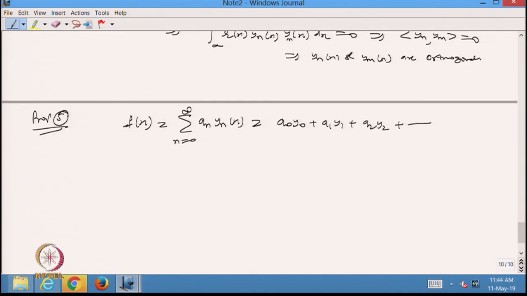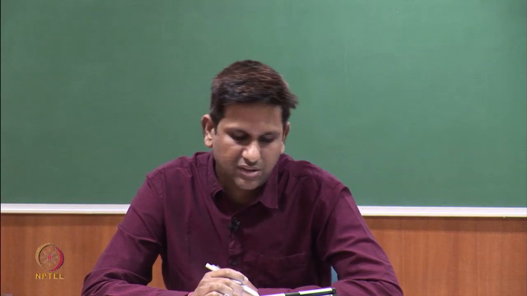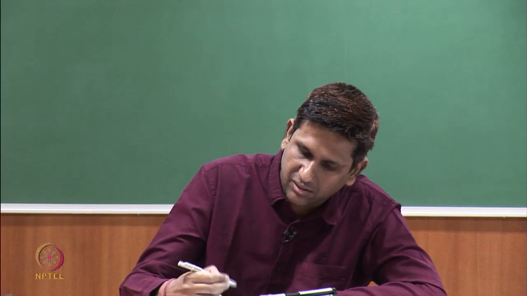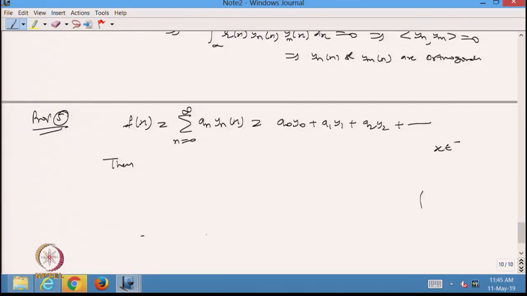So from here I am able to write like this, and I am considering here that this series is convergent, in fact pointwise convergent, and it converges to the function f x in the given interval, where x belongs to alpha to beta. So this I am considering. Then I want to find the value of a n, like a 0. Suppose I want to find the value of a 0.